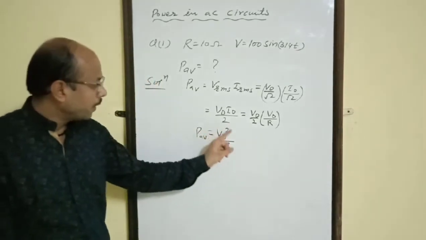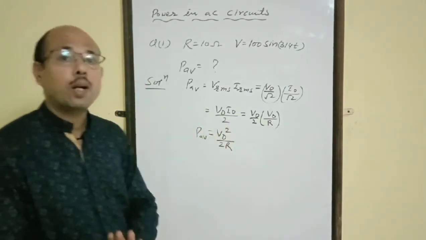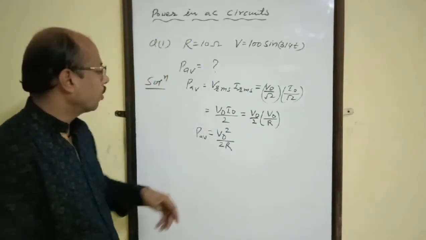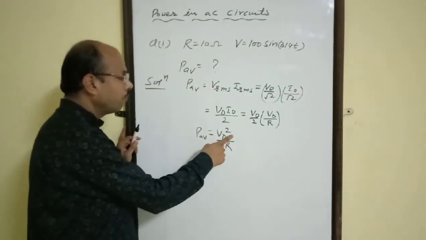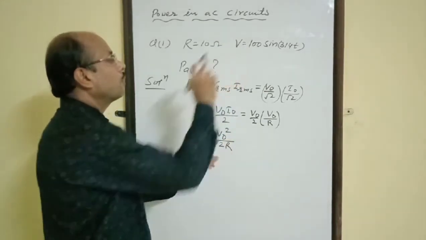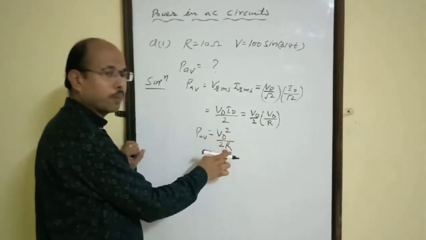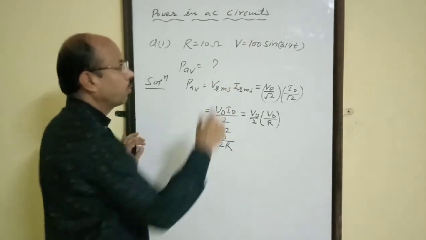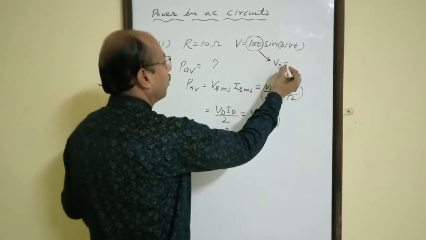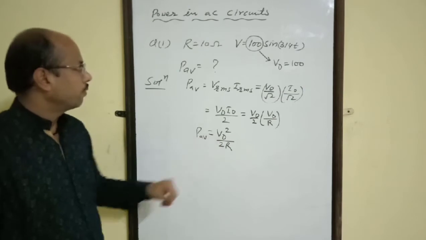So we have to pay attention. If the circuit is DC, directly you use the formula P equals V square by R. But here we have to be cautious. P average will be V naught square by 2R. But what is V naught here? V naught is the peak value. This is the peak value, V naught equals 100. Then we can put the value and finally solve it.